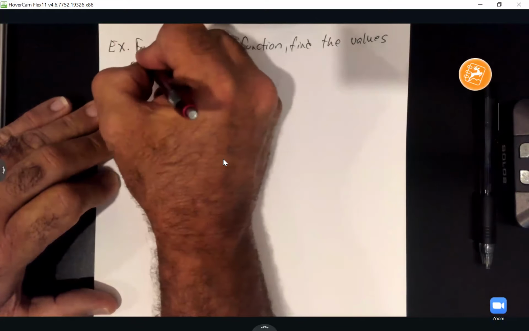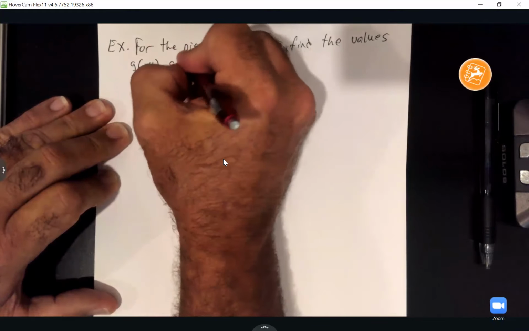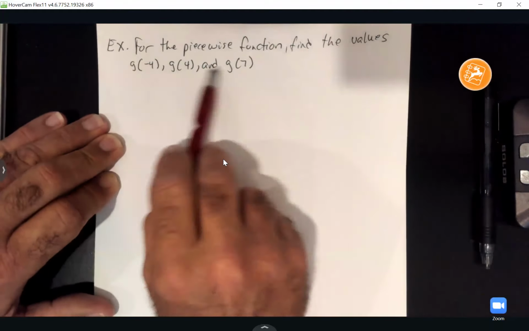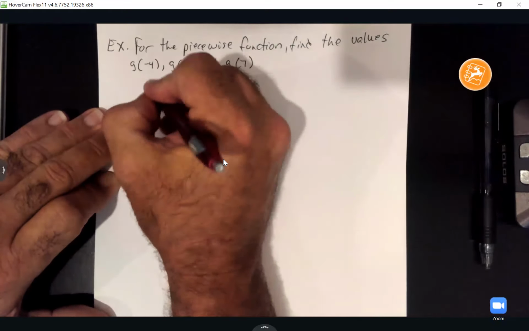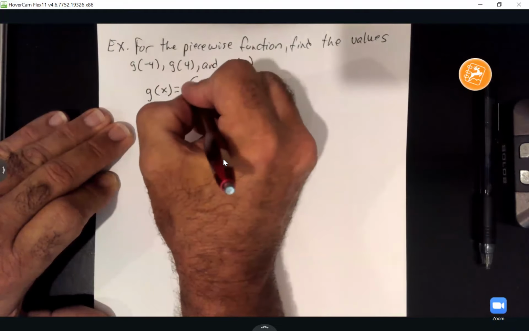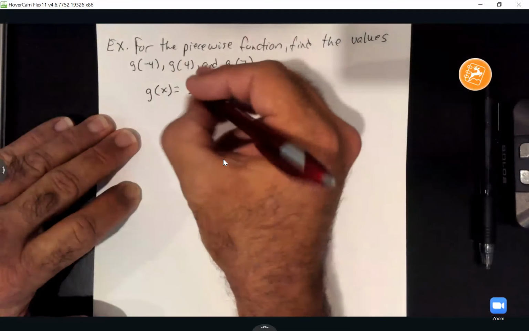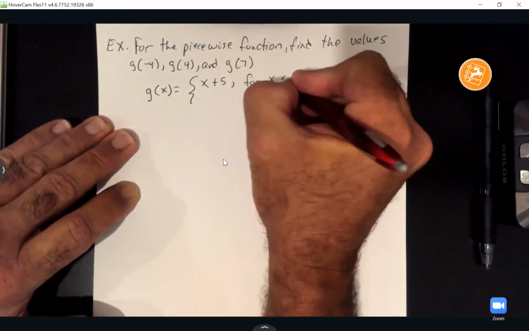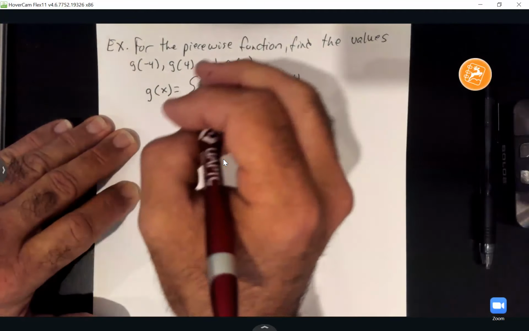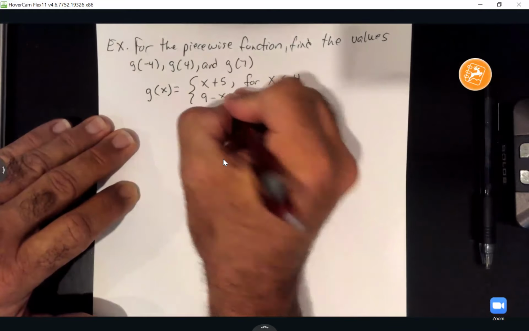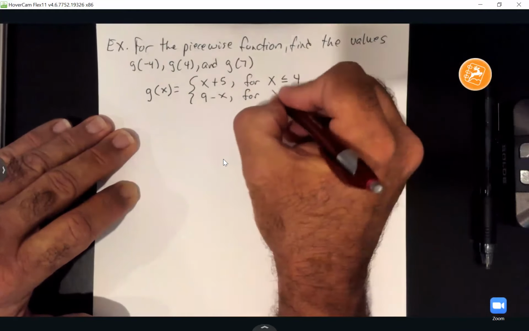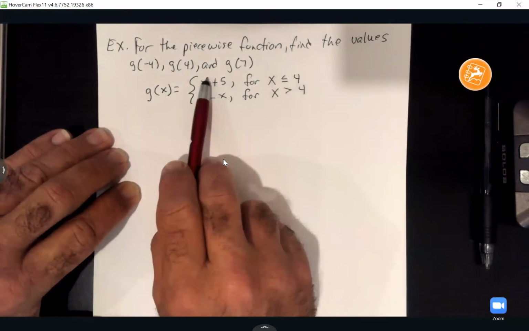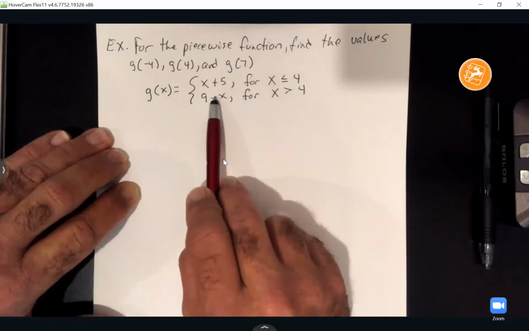G of -4, G of 4, and G of 7. So they want me to find 3 things here using the following piecewise function, which is g of x. And this only has two equations. I got x plus 5 for any x less than or equal to 4. It's going to equal 9 minus x for any x's that are greater than 4. So if it equals 4 or less, I'm using the first equation. If it's any number greater than 4, I'm going to use the second equation.